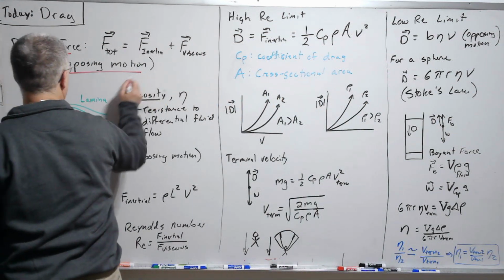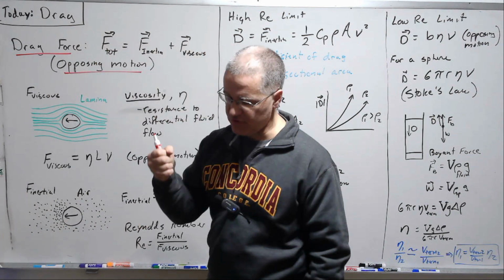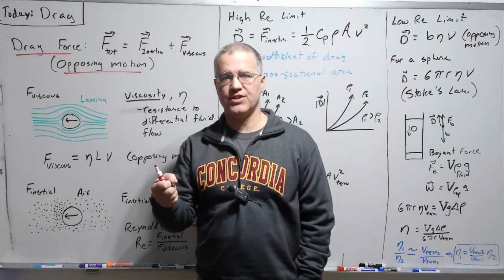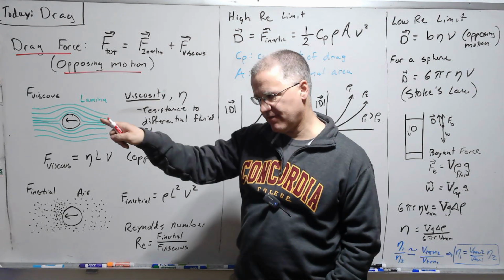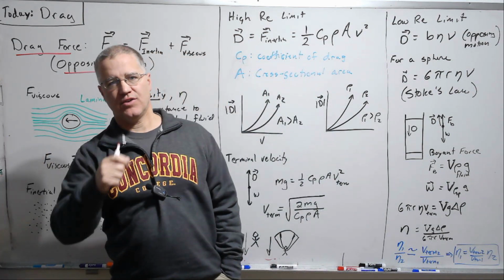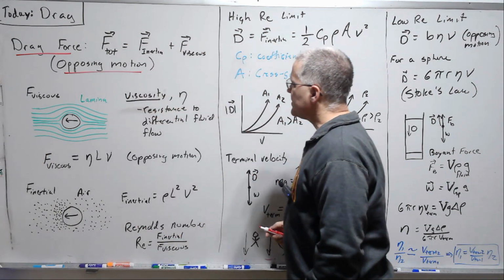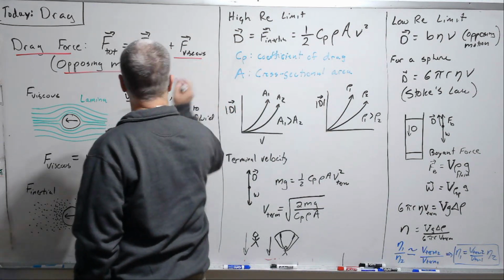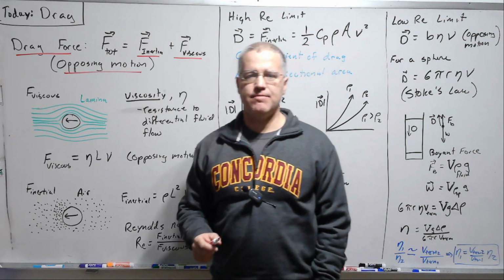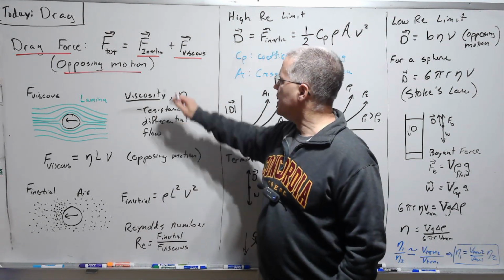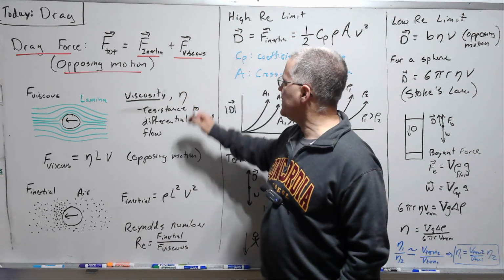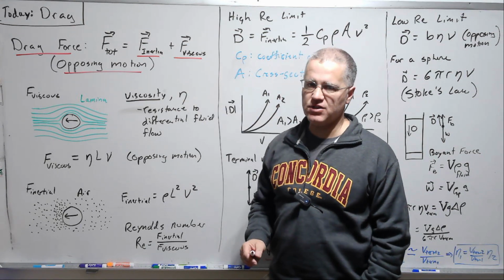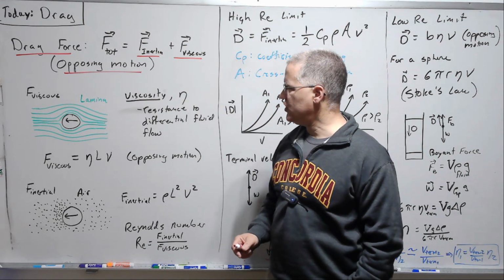Now this is always opposing motion. So if we're not moving, then there's no drag force at all. If we're moving this way, then the drag force is that way. If we're moving this way, the drag force is the other way. Now, there are two main components that make up the drag force: an inertial type force and a viscous force. So let's look at each of these individually.